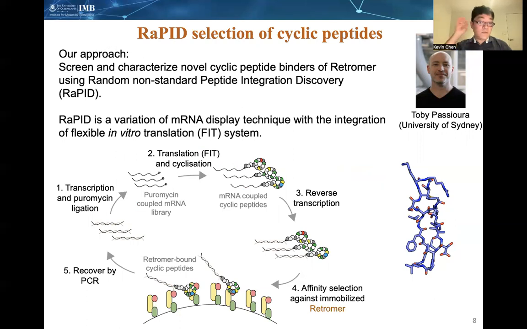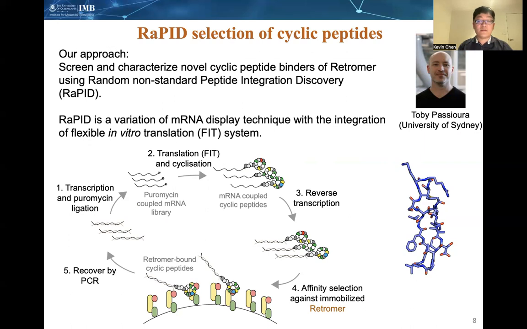Well, my supervisor Brad at one stage met Toby at a conference, and Toby said that at the University of Sydney they have this very amazing cyclic peptide screening approach called RaPID screening. I'm not an expert in peptide synthesis, but basically I can tell you it's a variation of an mRNA display technique with the integration of the Flexizyme design, an in vitro translation system, which allows it to screen for tight cyclic peptide binders that bind to your target protein of interest. And in this case, it is the retromer.